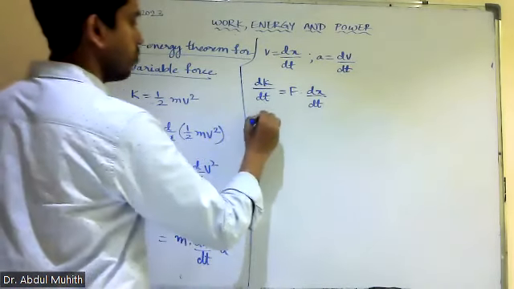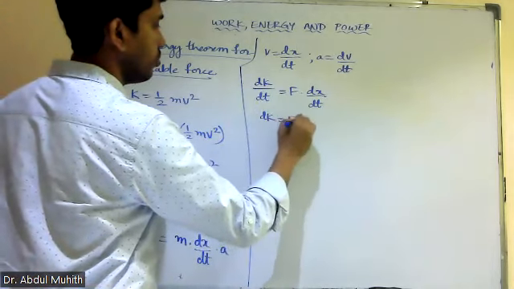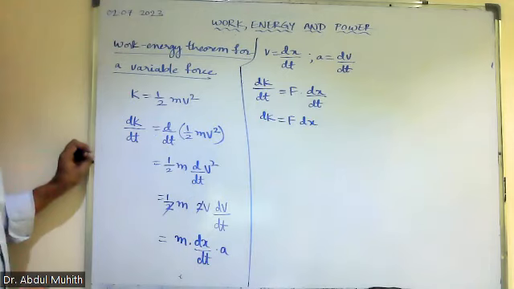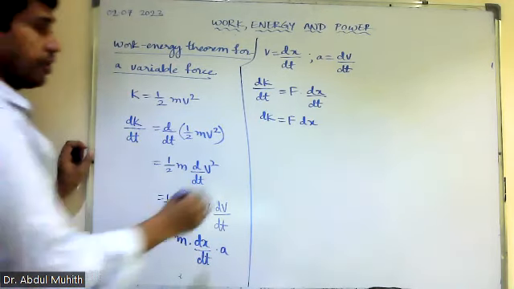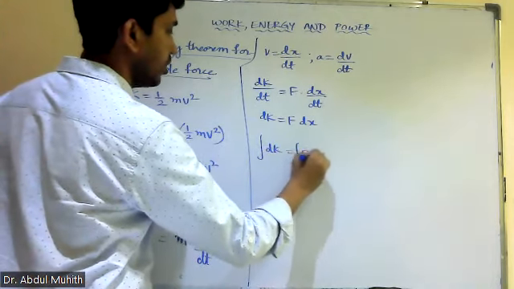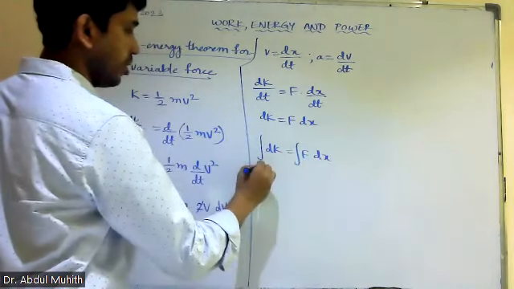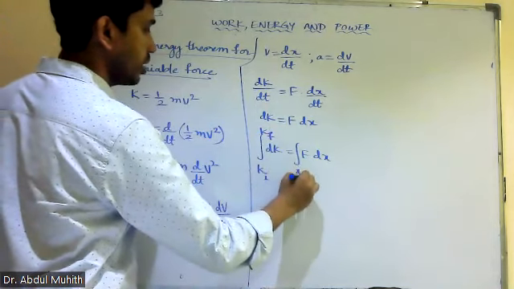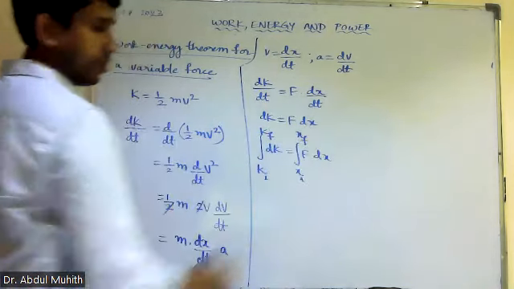Now dK equal to what? dK equal to F into dx. Now we are applying integration on both the sides. dK is equal to integration F into dx, from where to where? Initial to final. Here also xi to xf, initial to final.